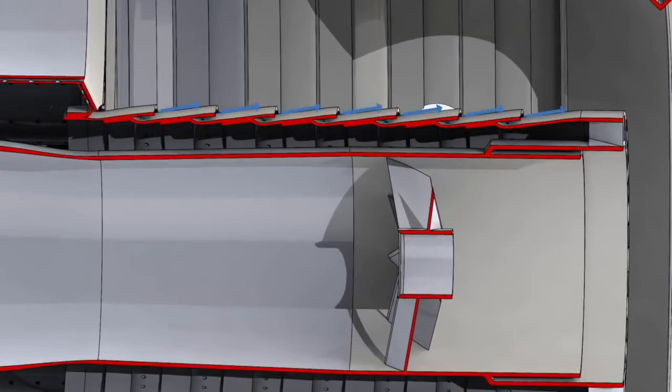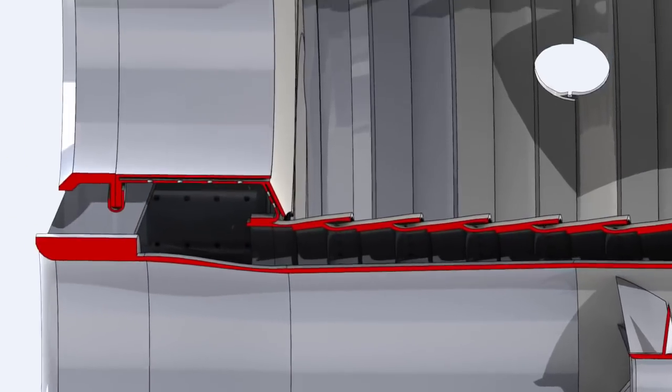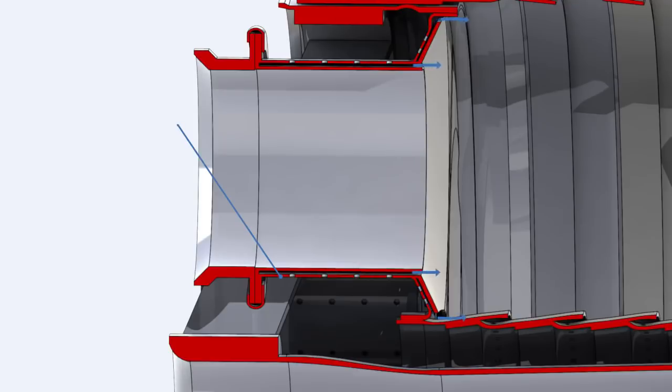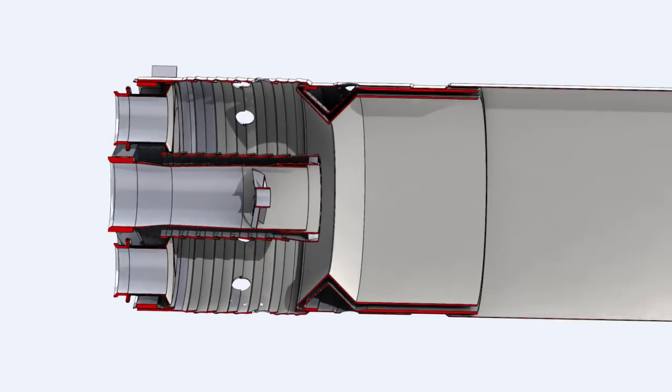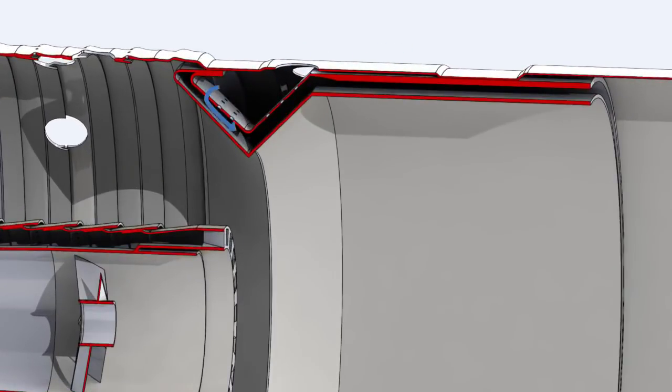This air film keeps the hot gases away from the liner metal. The liner cap is protected by film cooling and backside impingement cooling. The venturi is cooled by backside impingement cooling.